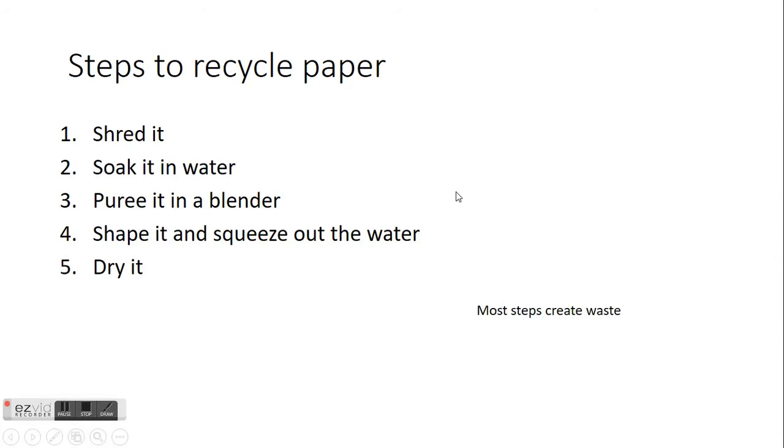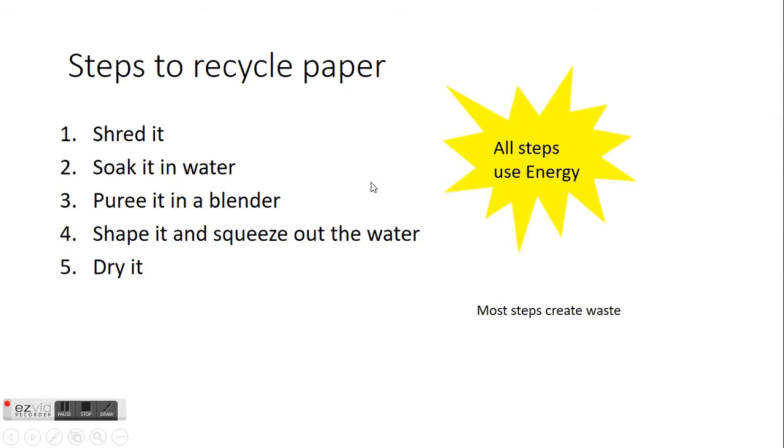And kind of similar to the life cycle of a product, the big takeaway from this is that every single step uses energy, and most of the steps also create waste. So when we shred it, whatever we use to shred it is going to take electricity. Pureeing it in a blender took electricity. Drying it, we could just let it air dry. But again, if you're a paper recycler, you don't have time to let everything air dry, so you're probably going to use industrial dryers to get your paper to turn out nicely. So there's a huge input of energy to recycle stuff, is the point that we're getting at.